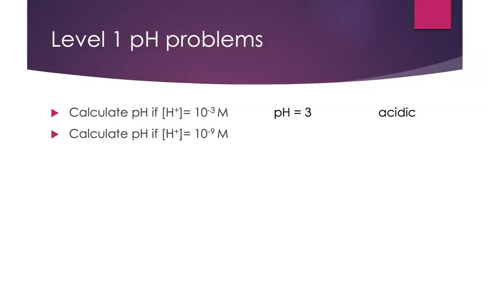Well, I take the negative log of 10 to the minus 9th, I get 9, pH of 9. That's a basic solution. Let's do some more problems. All right, if the pH is 11, let's get to the hydrogen ion concentration.